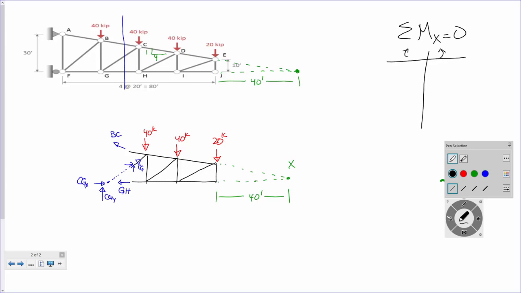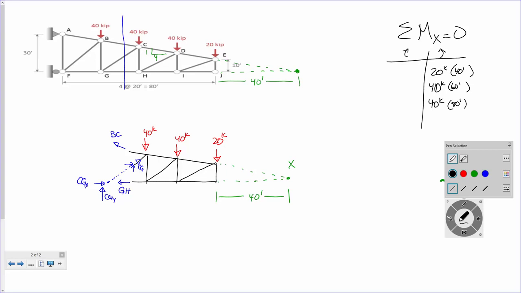So let's sum moments at X. I've got 20 kips. Does that belong on the left side or the right side of the table? Right side. There we go. Y'all are picking this up, no problem at all. 20 kips times what distance? 40 feet. Okay, I got 40 kips times what distance? I got 40 kips times 80.